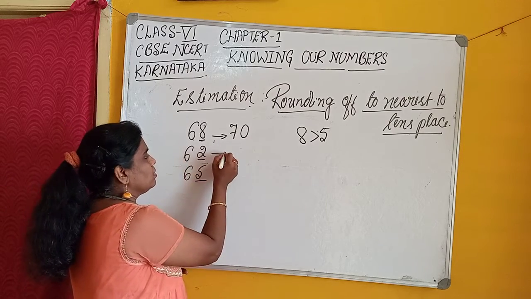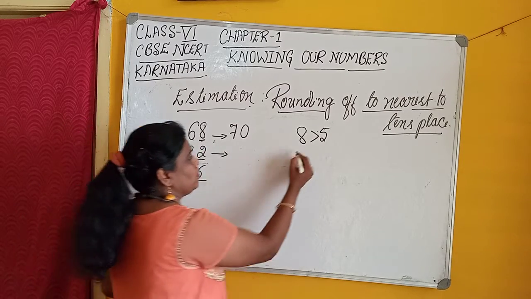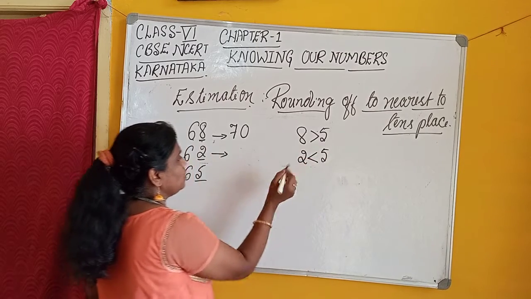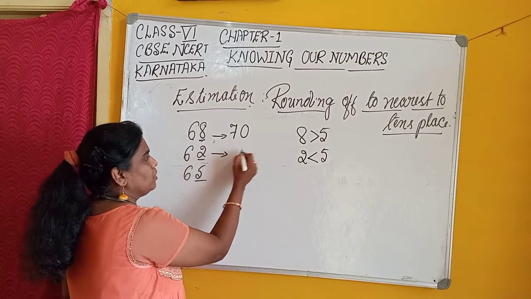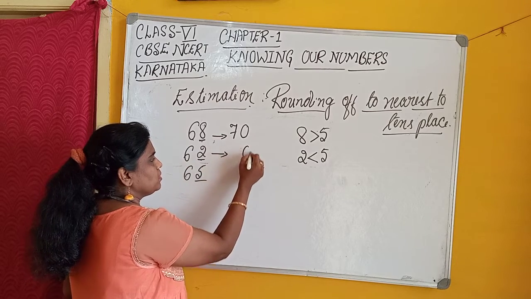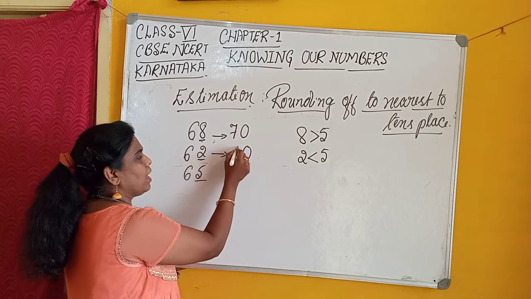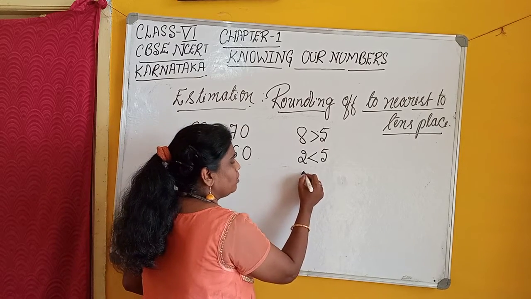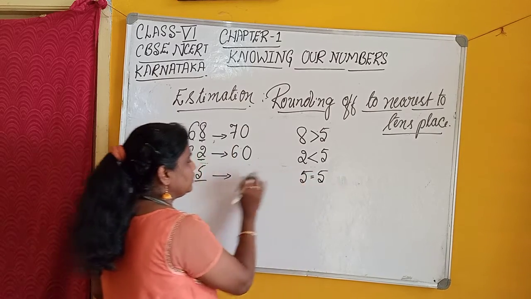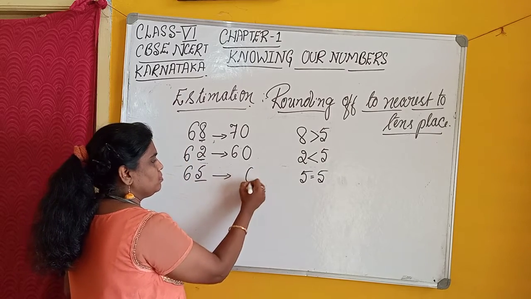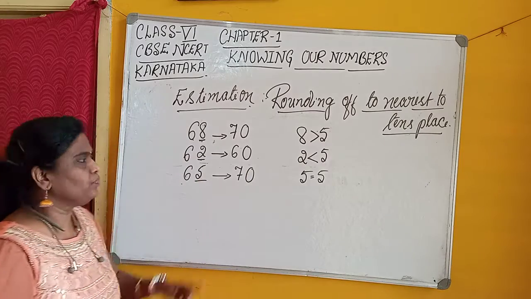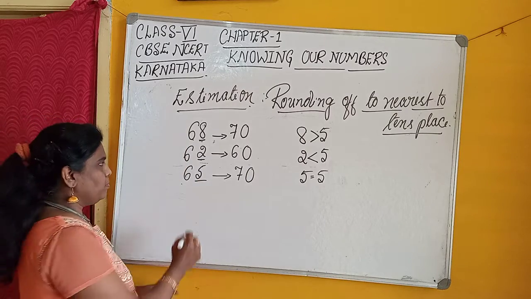And here the digit in the ones place, compare this to 5. Here we came to know that 2 is less than 5. Therefore, the ones place is written 0 and 6 is written as it is. In case of 5 equal to 5, here also the ones place will become 0 and 6 is increased by 1, that is 7. Let us consider one more example for this.